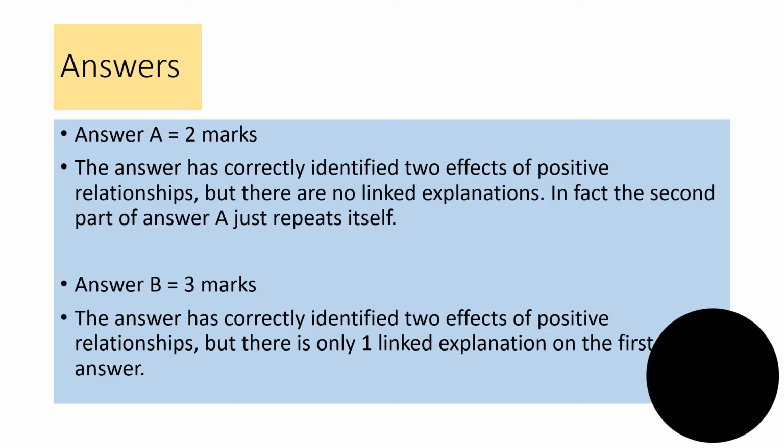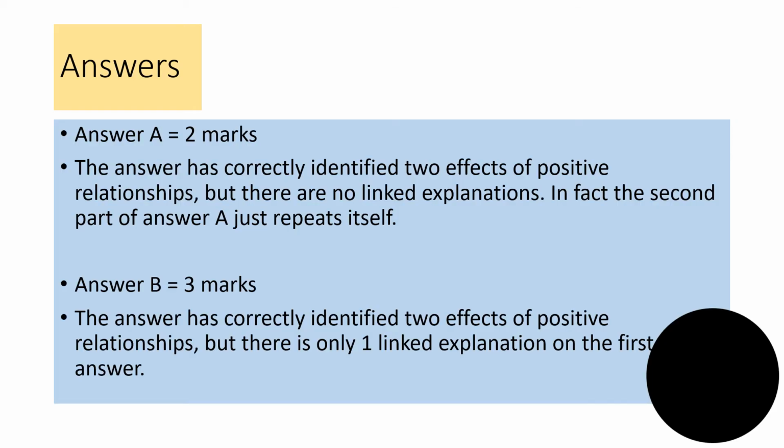So my answer would be that answer A would only be worth 2 marks. The answer has been correctly identified. They have said 2 effects of positive relationships, but there are no linked explanations. In fact, if you look at the second part of answer A, it says happy and then it just makes you happier. So it's repeating itself. It's not expanding, it's just repeating the same content.